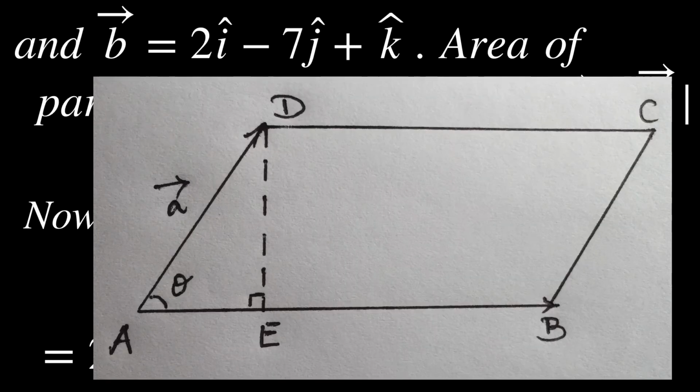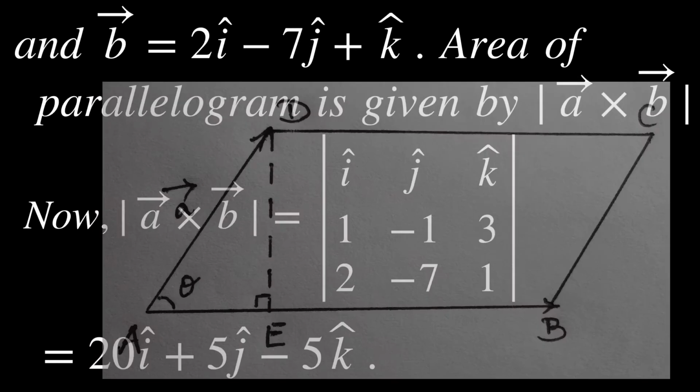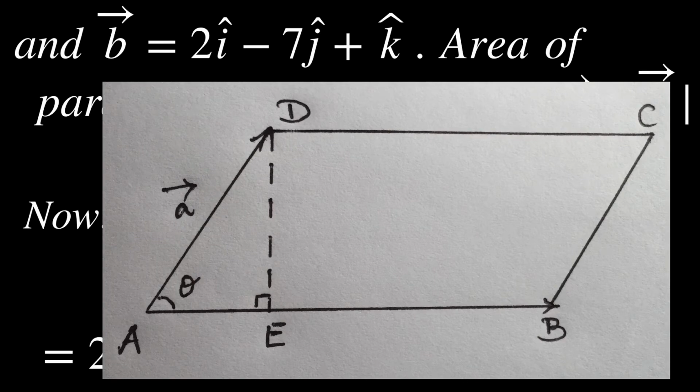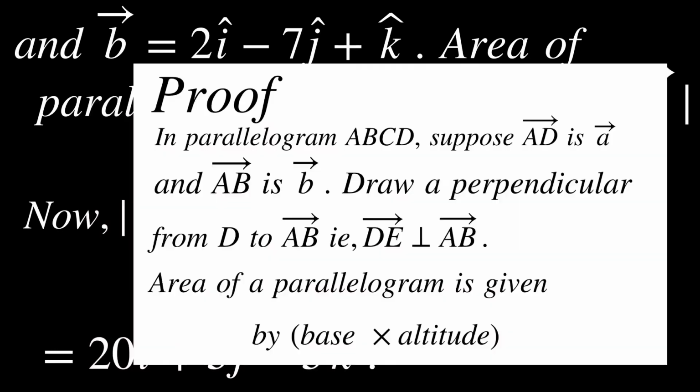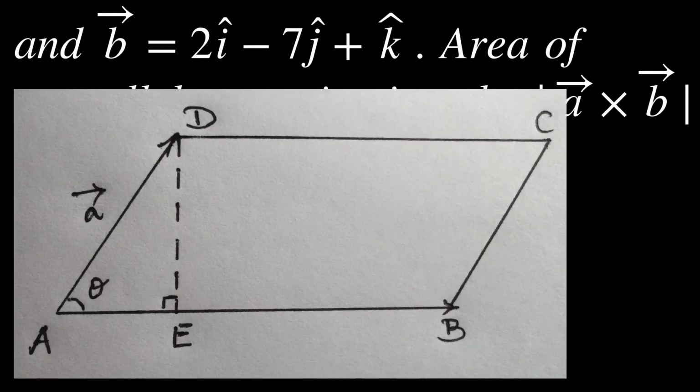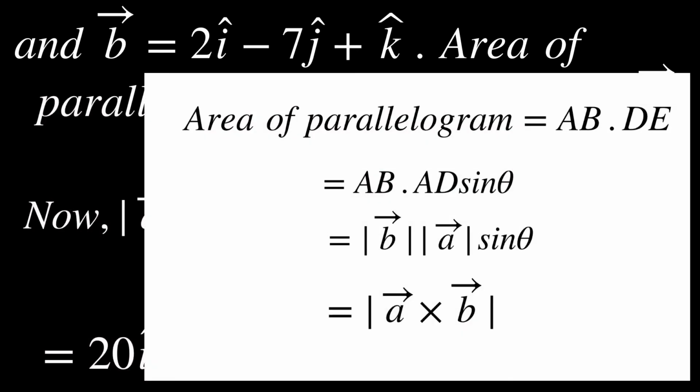So as shown, this is a parallelogram ABCD and let the side AB be represented as vector B and the side AD be represented as vector A. Now you know how to calculate the area of a parallelogram. It is given by the measurement of the side into its altitude. Now how to measure its altitude? For that we need to draw a perpendicular from the point D to the vector AB and let its meeting point be E. Now DE gives the measurement for the altitude.